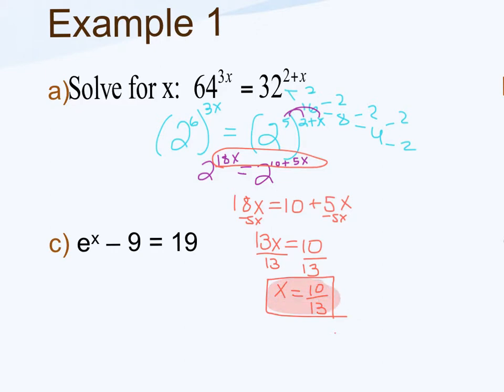So that's using the one-to-one property if you've got a number with an exponent on either side of the equal sign.